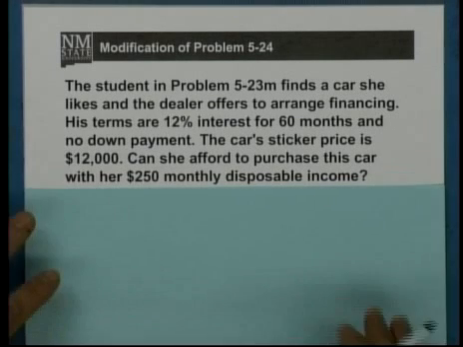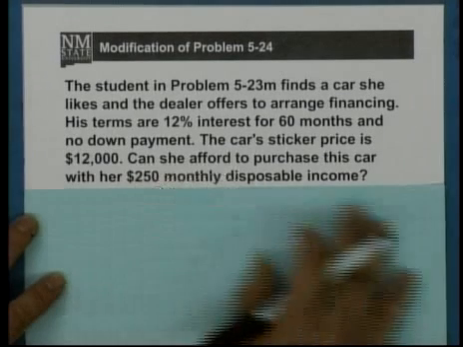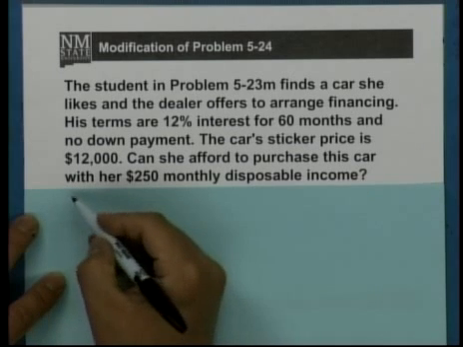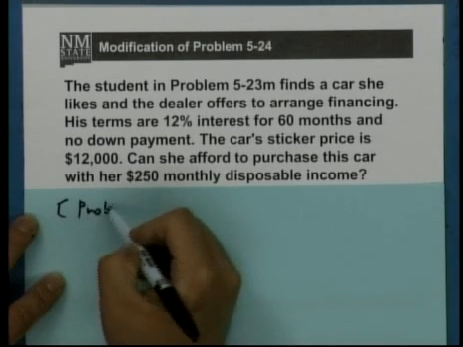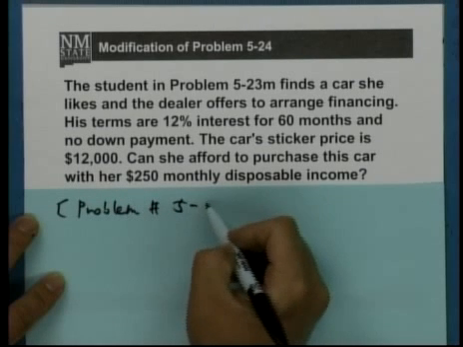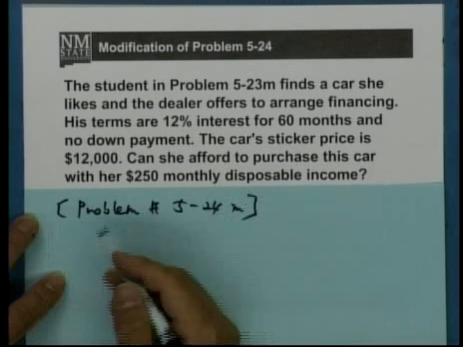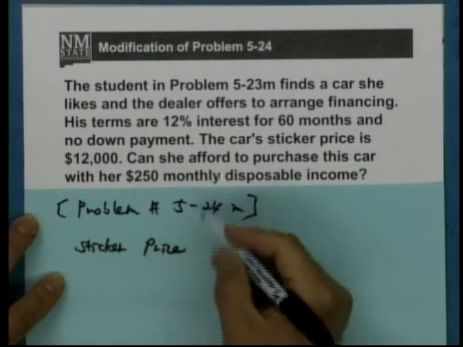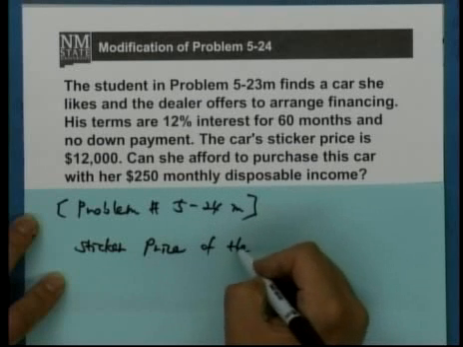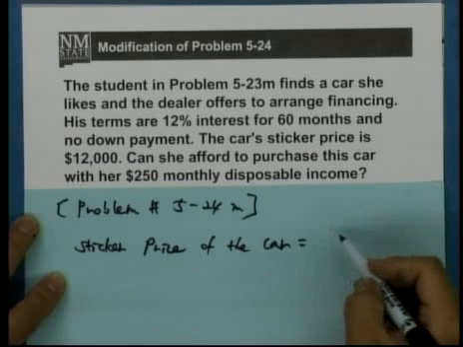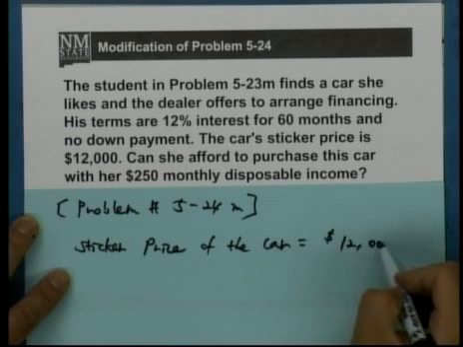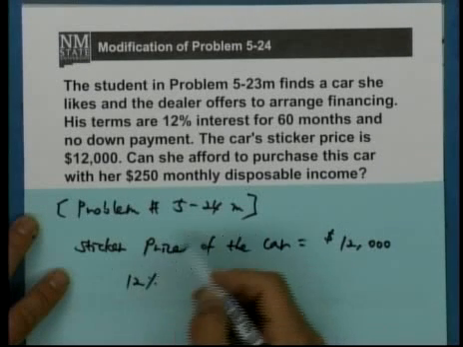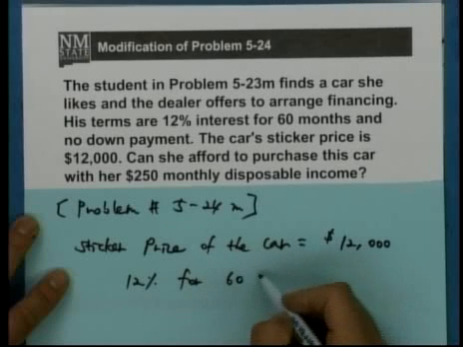So each one of you might have a very similar situation like this, right? The sticker price of the car, okay, let's say this is problem number 5-24M. The sticker price of the car is $12,000. Okay, and what is the interest rate? It's 12% for 60 months.